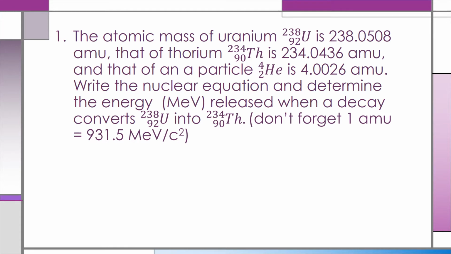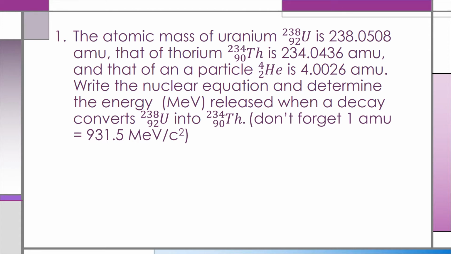So we pull out our calculator, and we find that the 234.0436 plus 4.0026 gives us 238.0462. So I'm going to subtract that number over from the other side. So we subtract the 238.0508 minus that other value, and we end up with the difference of 0.0046 AMU is equal to that energy.